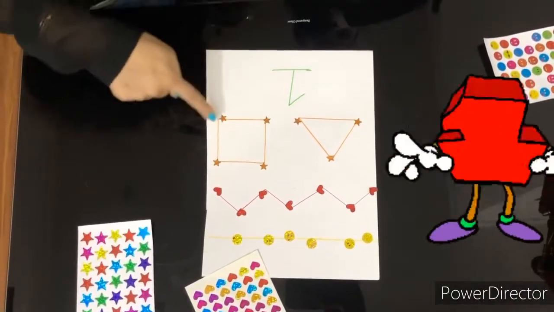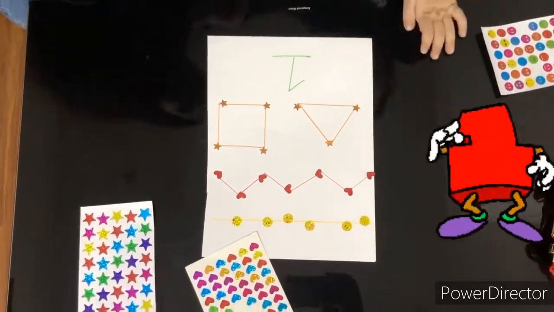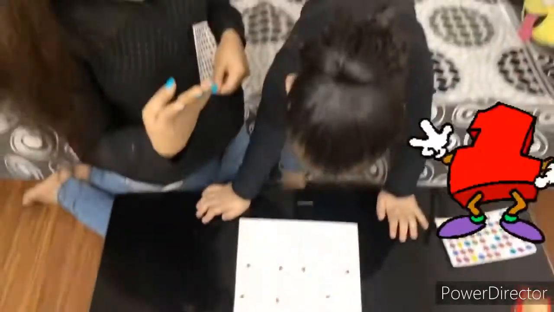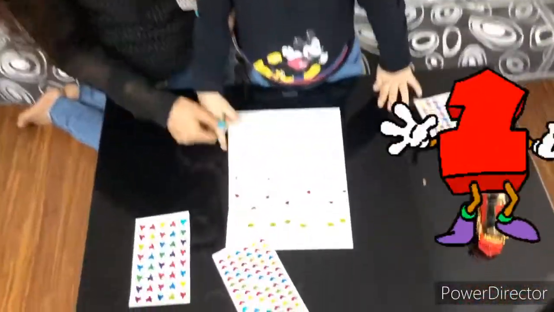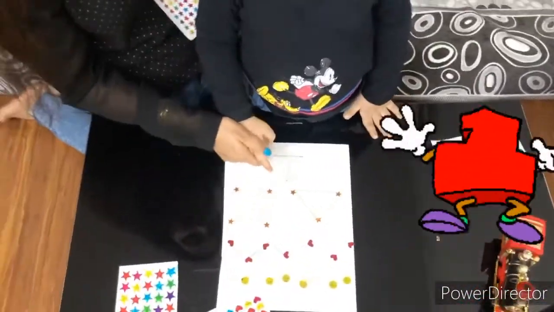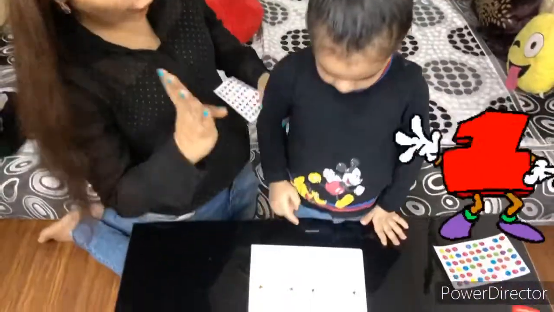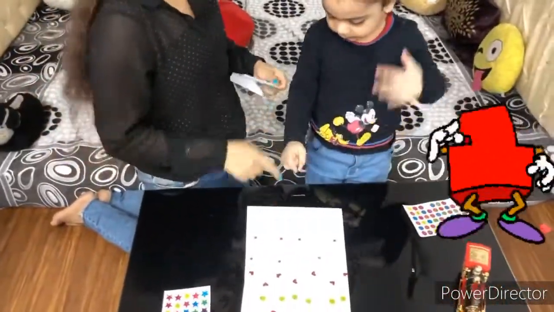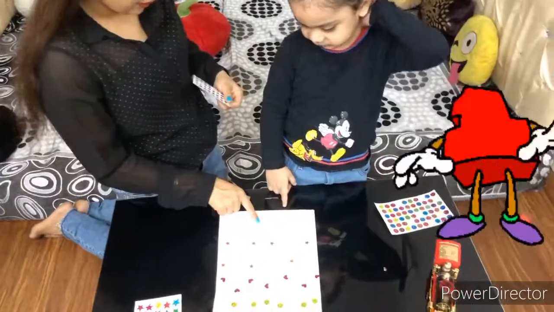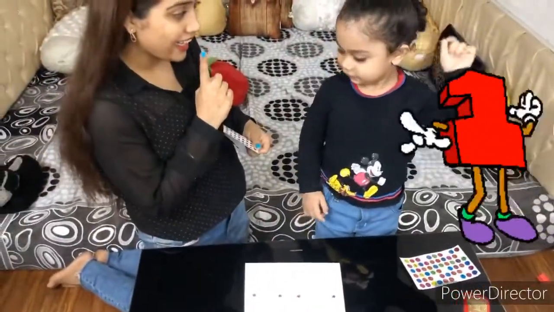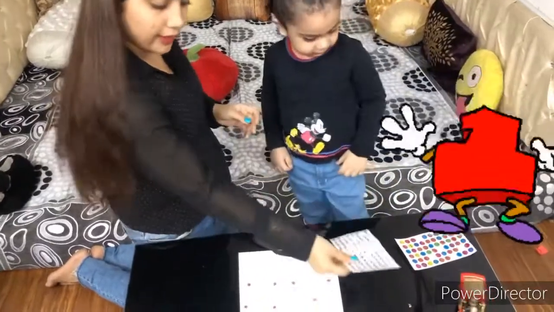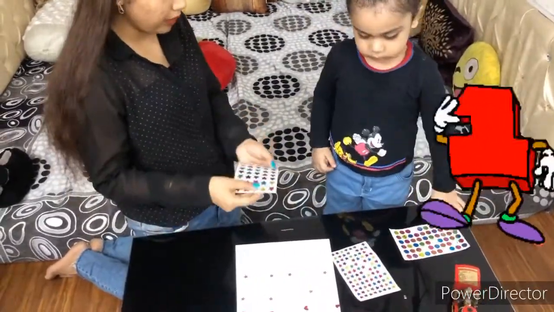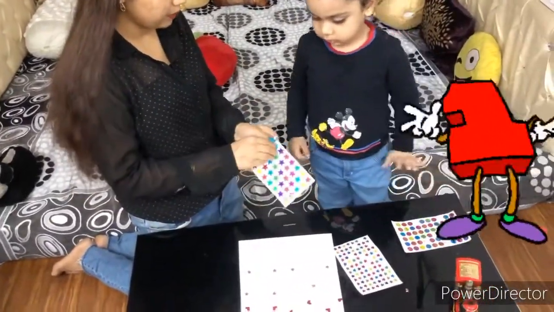How many corners does the square have? 4. Say 4. Yes, let's count them. 1, 2, 3, 4. 4 corners. And what is this? This is 1, a green one. We'll take now big stars. Big green stars. Take them.